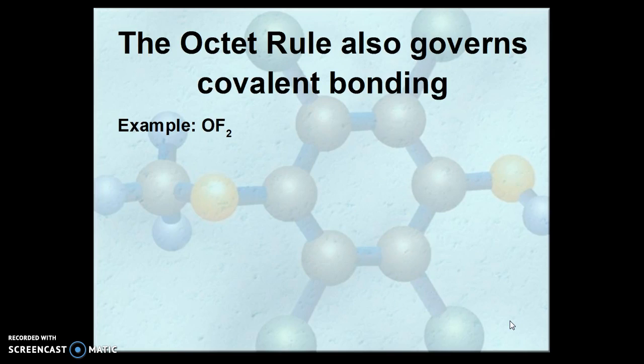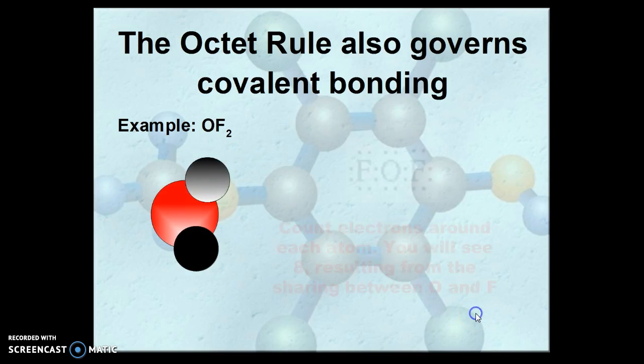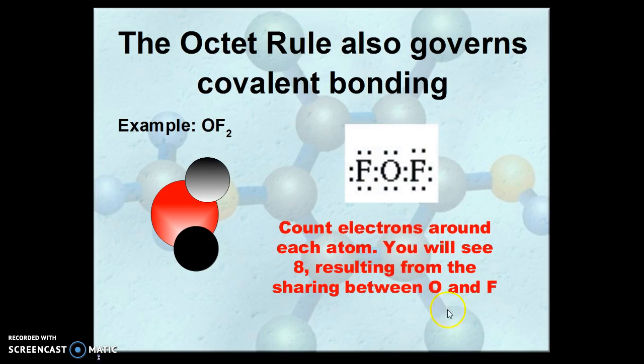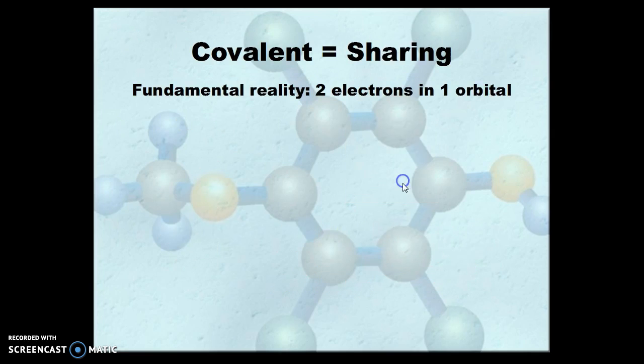The octet rule also governs covalent bonding. So, for instance, OF2, oxygen difluoride, looks like this. If you count electrons around each atom, here's the fluorine, here's the oxygen, here's the other fluorine, you can see there's 8 here and 8 here because they share. There's a sharing of these bonding pairs.